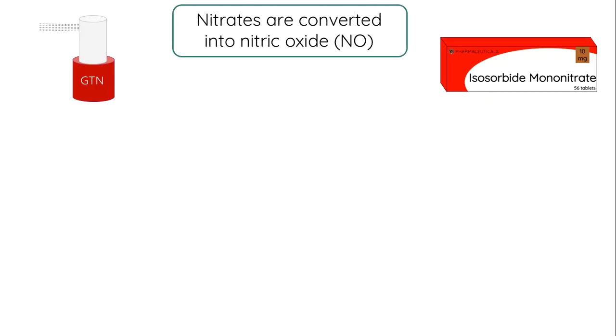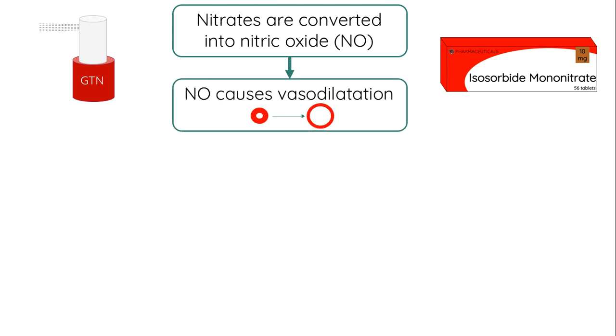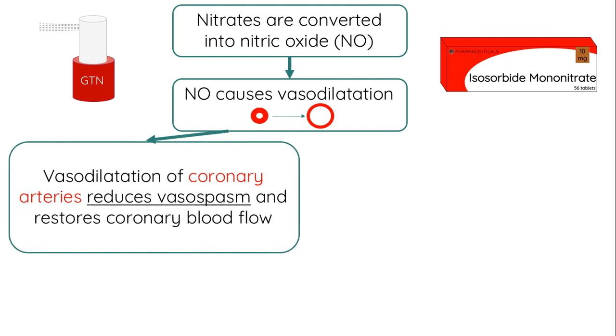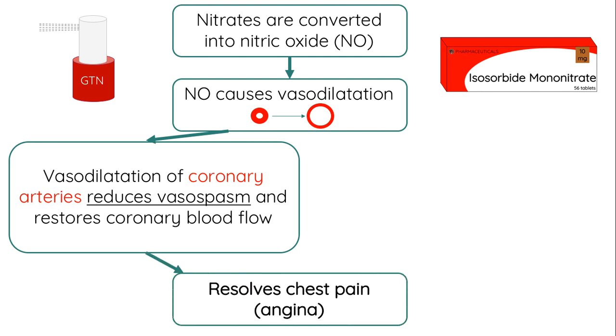Nitrates work by being converted into nitric oxide, and nitric oxide is a systemic vasodilator. So when patients experience angina, which is ischemic chest pain, they're having vasospasm in their coronary arteries, which is reducing blood flow to the heart tissue. They take their GTN, and that restores blood flow by vasodilating the coronary arteries.